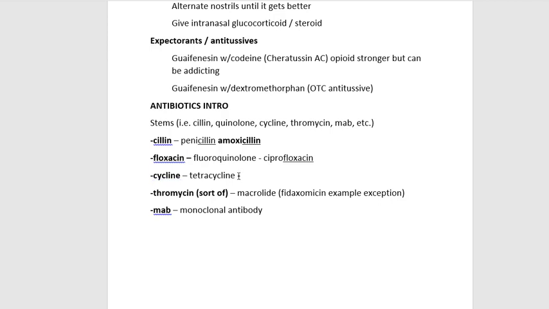Tetracycline is a medication, but we don't see it too much anymore. You probably see minocycline more likely, or doxycycline, something like that. So I can bold this since I bolded the other ones.